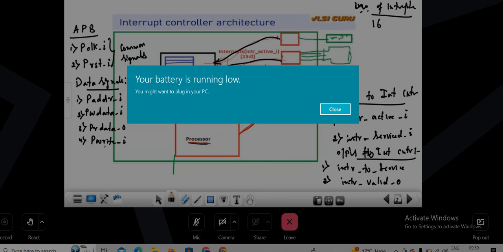Then what signals do we have? Control signals. What are the control signals? One is P enable. Is it input or output? Input. Next control signal is P ready. Correct? P ready is input or output? Output. If P enable is equal to 1.